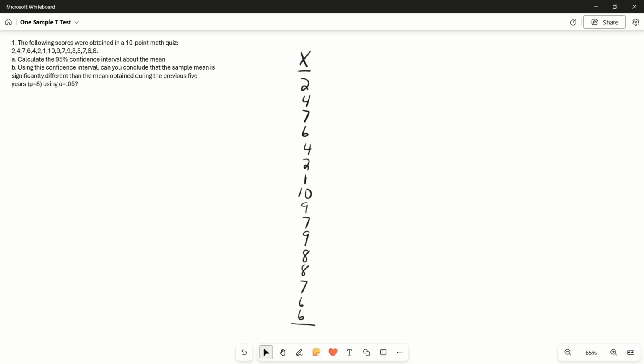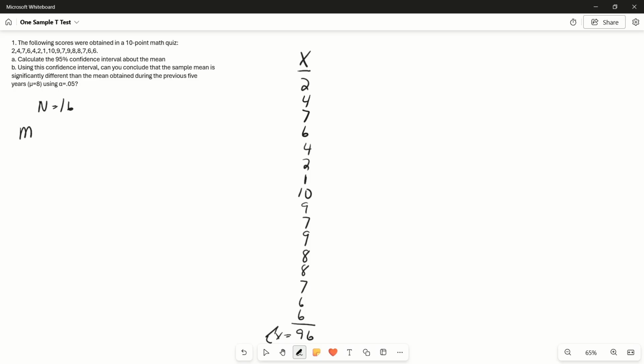The scores are 2, 4, 7, 6, 4, 2, 1, 10, 9, 7, 9, 8, 8, 7, 6, 6. You always have to check, because the n here is 16. When you have a long list of digits, you want to check to make sure you typed it correctly. If I add up the sum of this column, we're going to get 96.